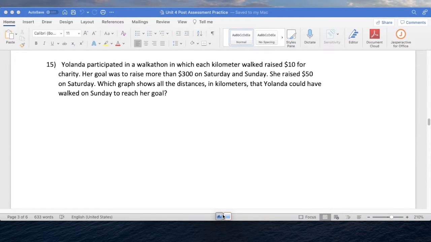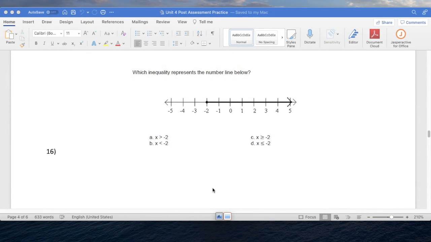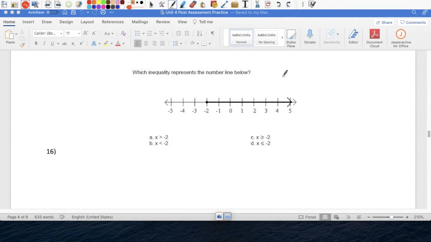So again, which graph? We don't have a graph here. I'm going to skip 13. Now, this one, which inequality represents the number line below? Well, we've got x, right? Are these numbers greater than 2 or less than 2? They're greater than 2, right? So think about it. Shade and point that way. So we want numbers greater than 2. Can we use 2? Yeah, we can use 2. It's shaded, right? So we want to make sure that's represented here. So this would be, oops, sorry, negative 2. That would be choice C.